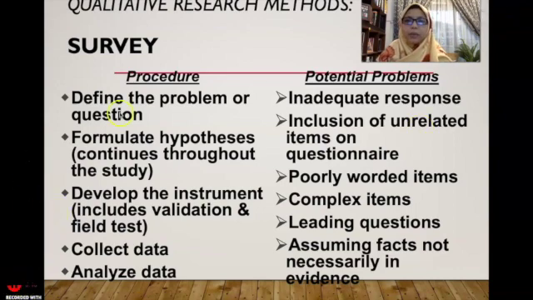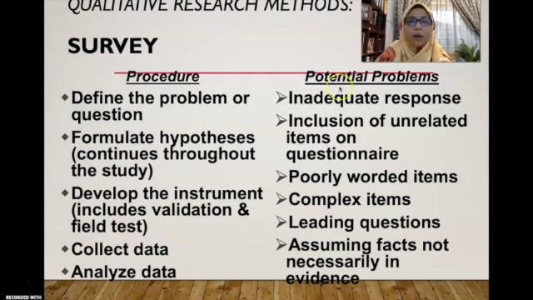Right. The first step involved in the procedure of a survey is to define the problem or question. The potential problem is inadequate responses. The procedure of doing a survey is to define the problem or question and then formulate hypotheses, continuous throughout the study, right? Develop the instrument, including validation and also field tests. You collect the data and then finally you analyze the data. So this would be the same for quantitative as well as for qualitative research method.